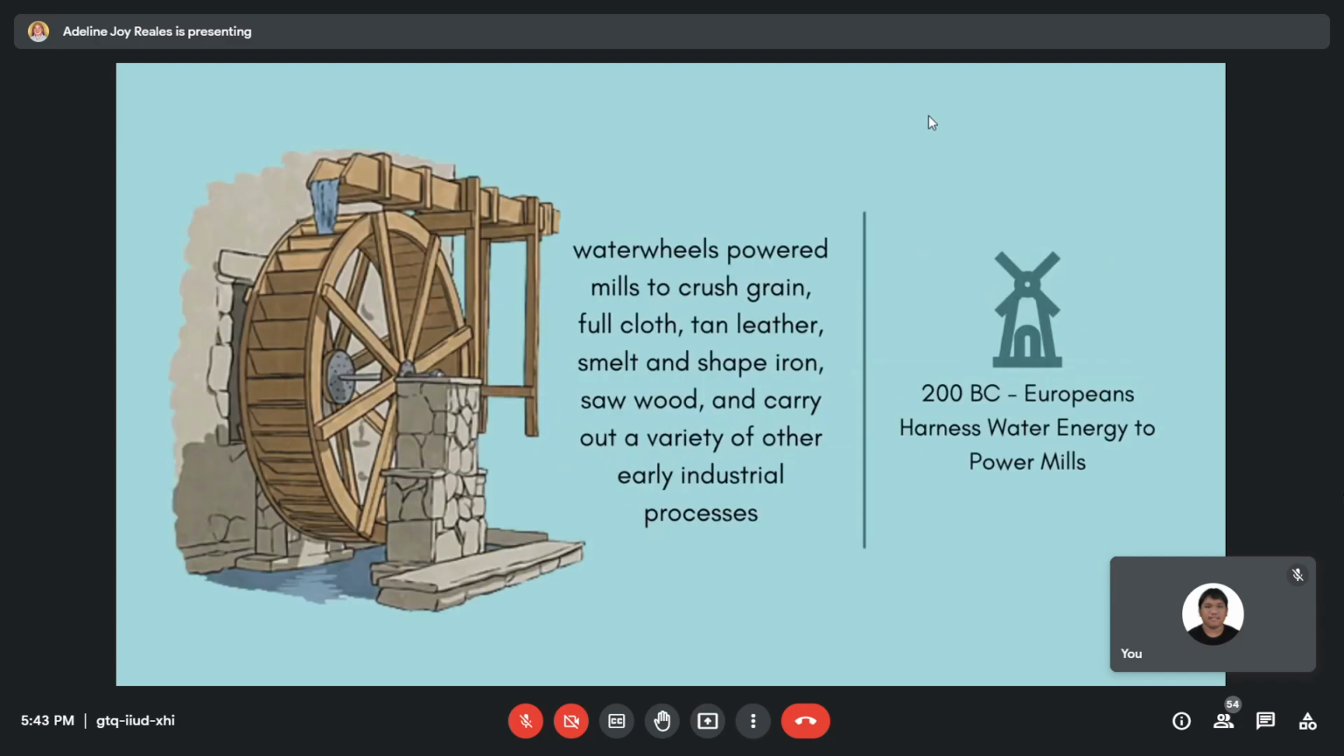In 200 BC, Europeans harnessed water energy to power mills. The vertical water wheel, invented perhaps 2 centuries before the time of Christ, spread across Europe within a few hundred years. By the end of the Roman era, water wheels powered mills to crush grain, full cloth, tan leather, smelt and shape iron, saw wood, and carry out a variety of other early industrial processes.